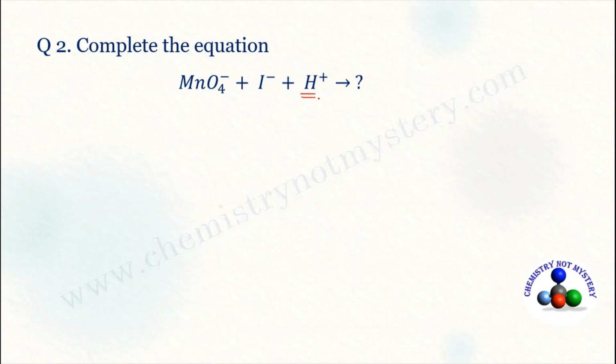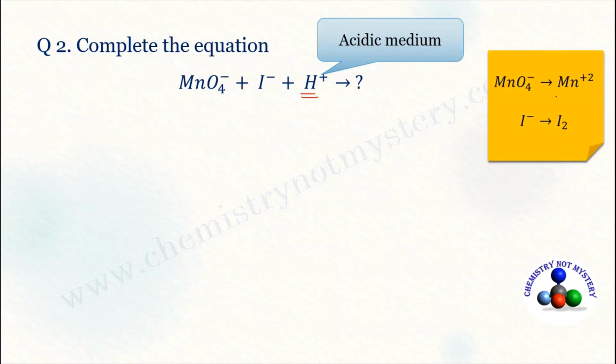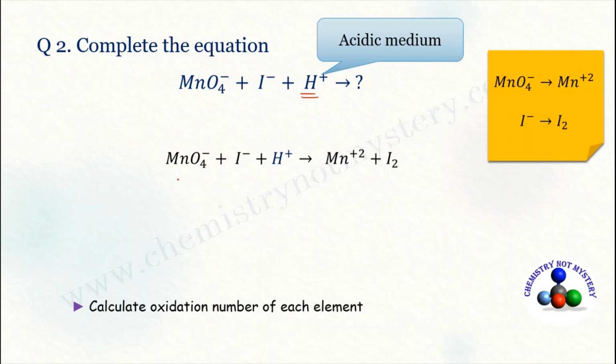Now let's complete the equation MnO4 negative plus I negative plus H plus. Here H plus is given, that means the reaction is in acidic medium. And we know in acidic medium MnO4 negative reduces to Mn2 plus and it oxidizes I negative to I2. So you can write the product of this reaction: MnO4 negative plus I negative plus H plus gives Mn2 plus I2.